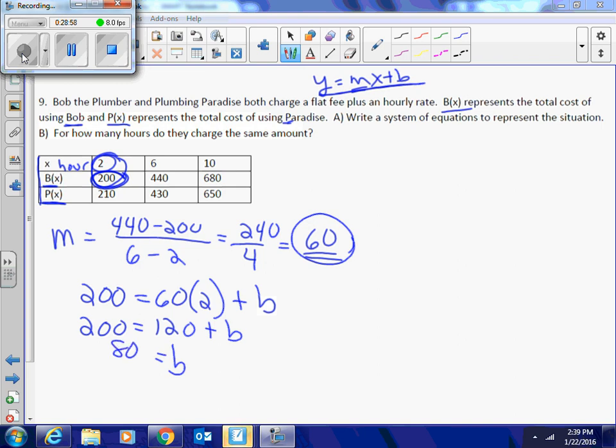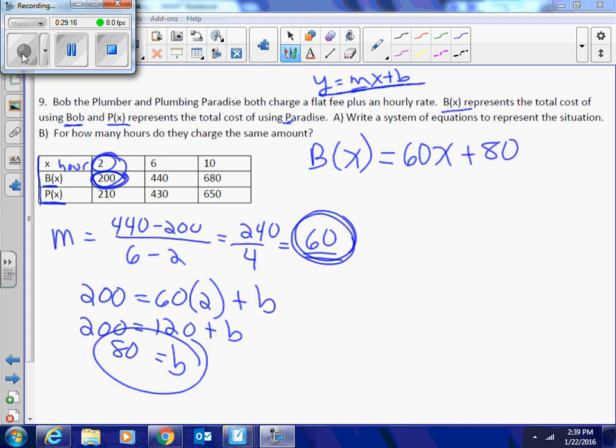So now that I've got m and I've got b, I can write the equation for Bob. In place of y, I'll use b of x, and that is equal to our slope of 60 times x plus our y-intercept of 80. And that's the equation for Bob's. He charges an hourly rate of 60 and a flat one-time fee of 80.